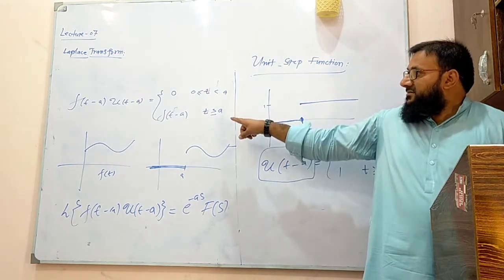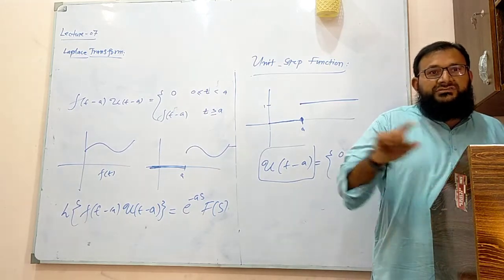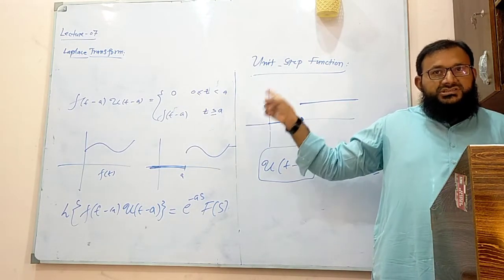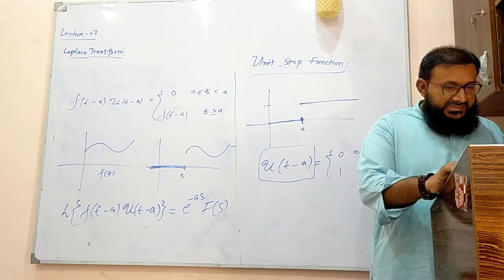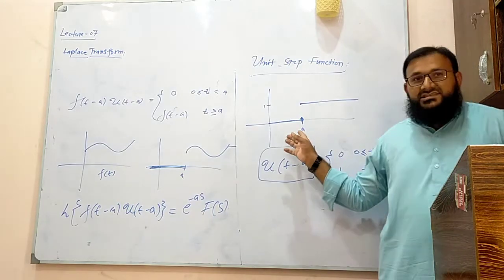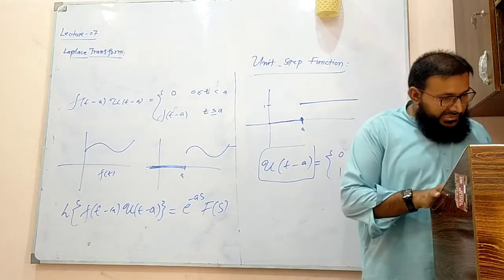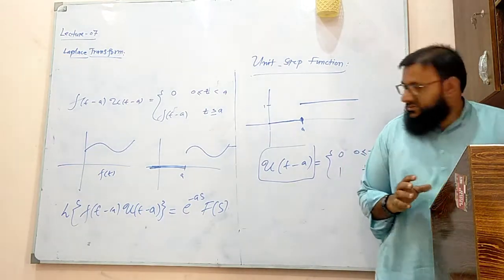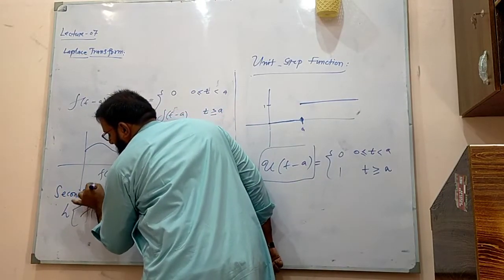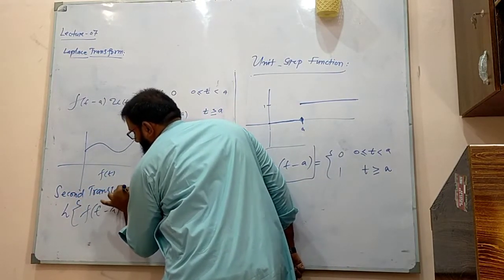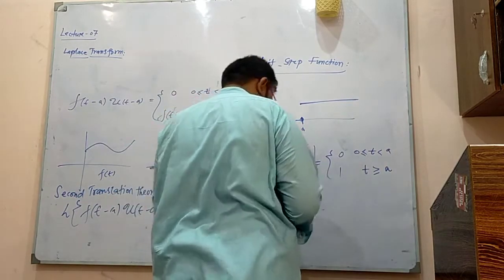You will see these types of things mostly in differential equations as well. You are given the initial conditions and boundary conditions in this form. And this is also called the translation along the t-axis, because this is the t-axis and we are going to translate our function. And I think I missed one name. This is called the second translation theorem.